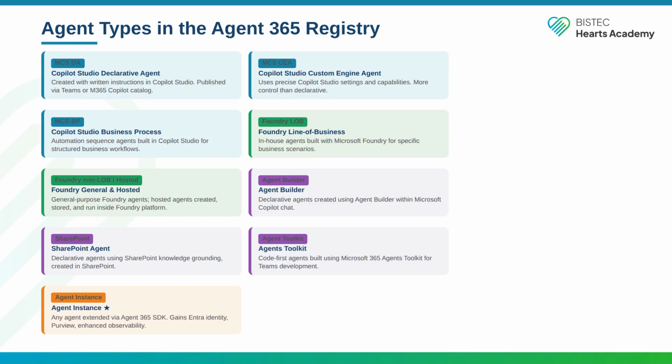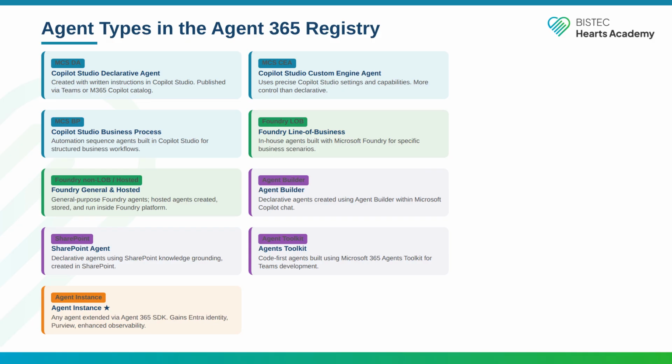MCS Business Process Agents are automation sequence agents built in Copilot Studio for structured business workflows. Foundry LOB agents are in-house agents built with Microsoft Foundry for specific line of business scenarios. Foundry non-LOB and Foundry hosted are the general purpose and platform hosted variants respectively. Agent Builder agents are declarative agents created directly inside Microsoft Copilot Chat using the Agent Builder experience, a lightweight authoring path for knowledge workers who do not use Copilot Studio.